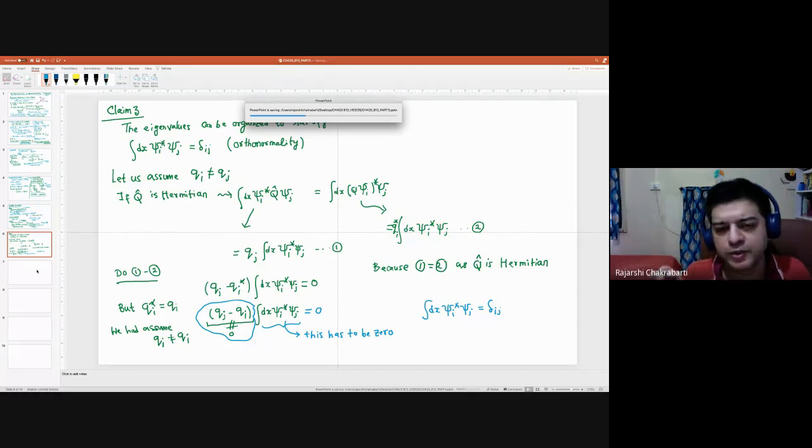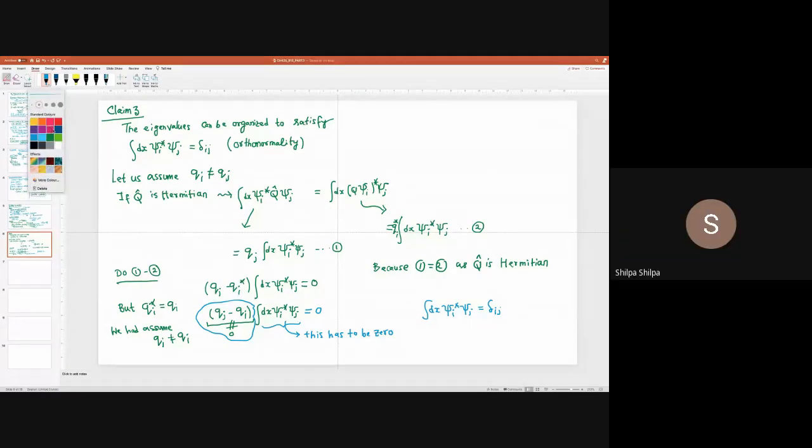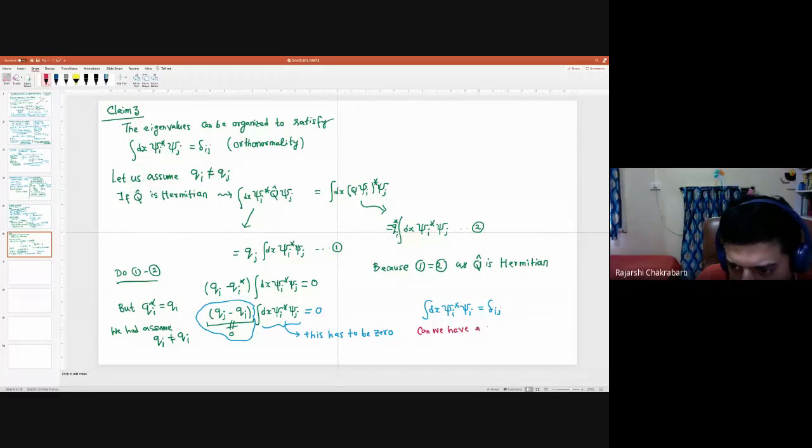But one small thing here: what happens when Qi equals Qj? Can you have a situation where Qi equals Qj? It is possible when i equals j. No, we didn't have a situation when... Yes, it is possible. Why? This is called degeneracy.